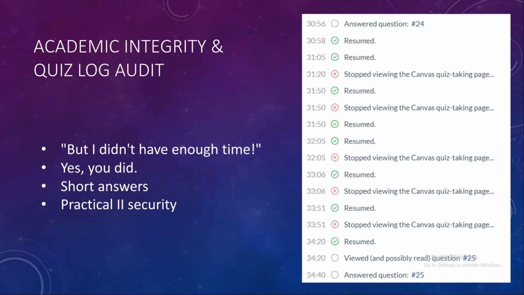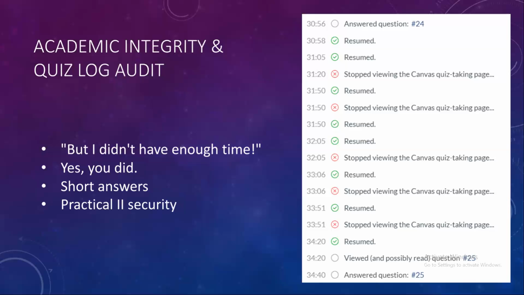And because of this, we are actually going to have to use proctored exams for practical 2. Now, don't get me wrong, many people were completely honest when taking this, and I really appreciate that. But this is also coming up on my quizzes, and that means things are going to have to change.